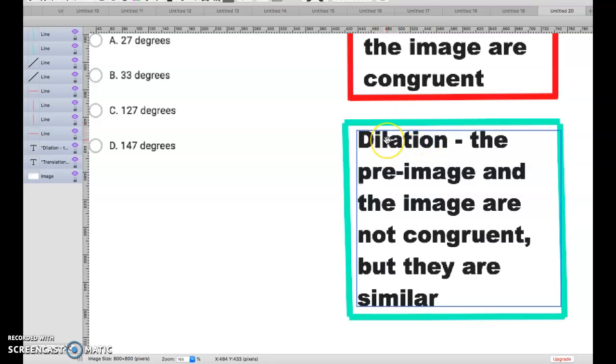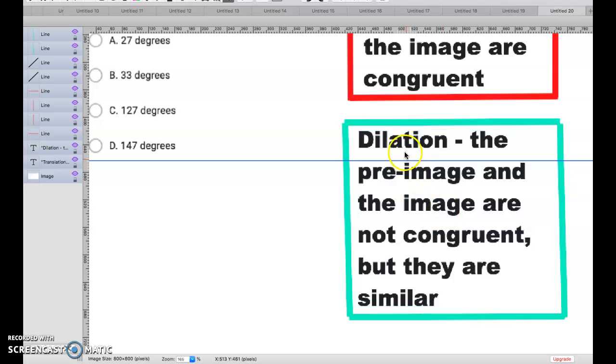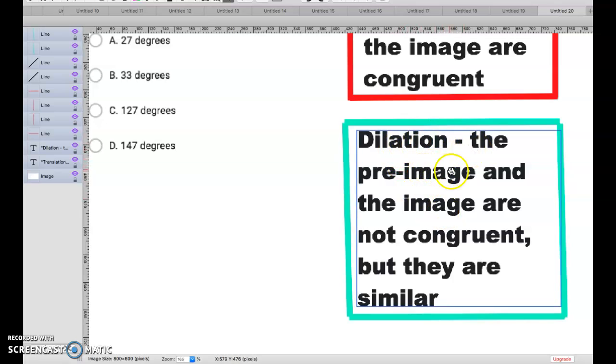But when you do a dilation, like if you go to the eye doctor, they will dilate your pupil, which means that your pupil will go from small to really big. Dilation means a change in size. Only with the dilation, the pre-image and the image are not congruent. They're not the same size anymore, but they are similar. Similar just means two triangles look exactly the same, it's just that one is a bigger version of the other.